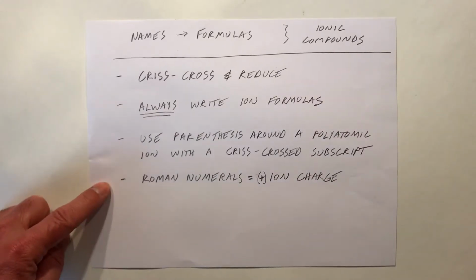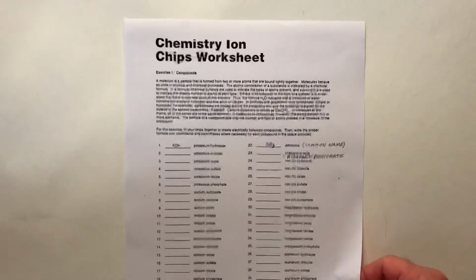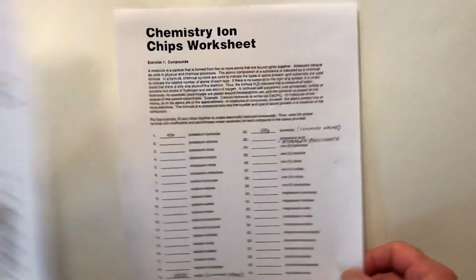And remember that Roman numerals indicate the positive ion charge whenever we see a Roman numeral. So if you see gold Roman numeral 3, that's talking about Au 3+. We can find our ions using this reference sheet. And what we're going to do is practice using this worksheet. And this is called an ion chips worksheet. And these are ion chips.